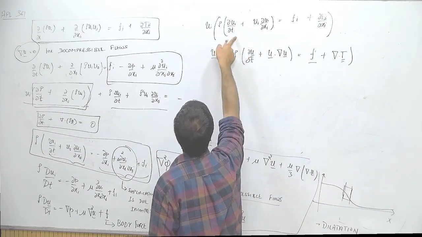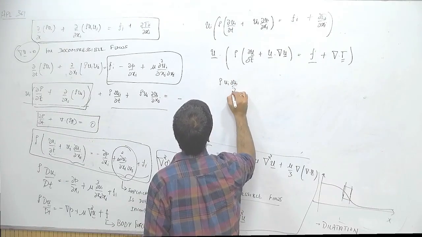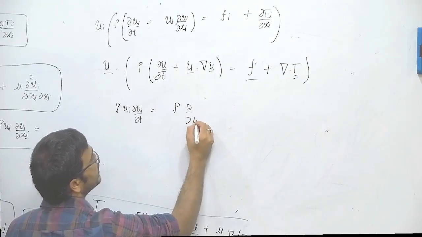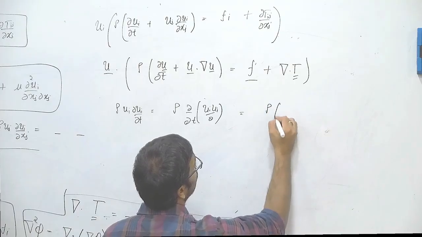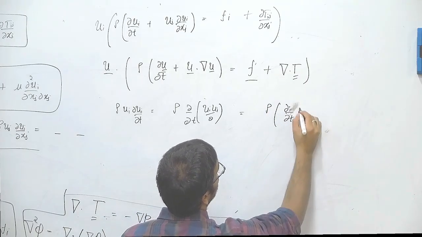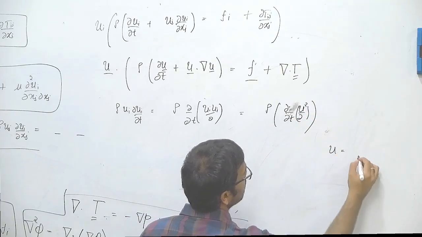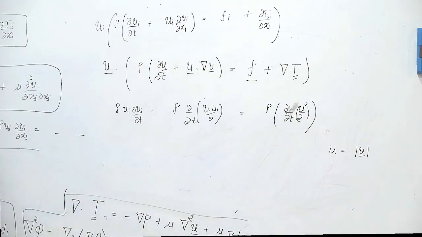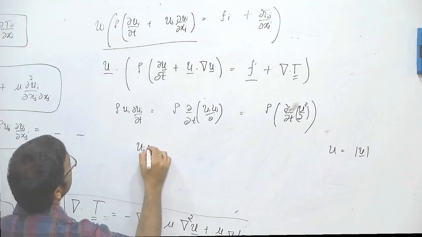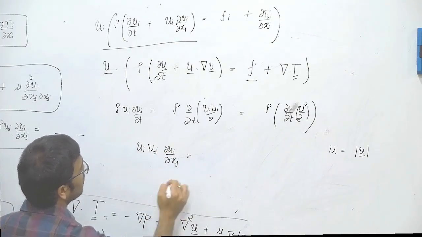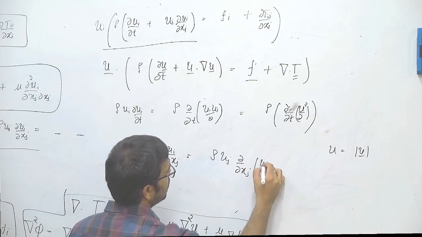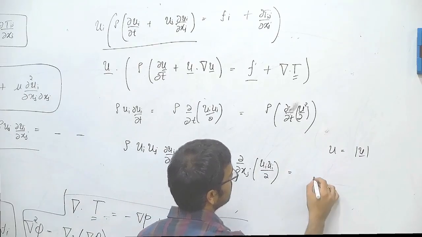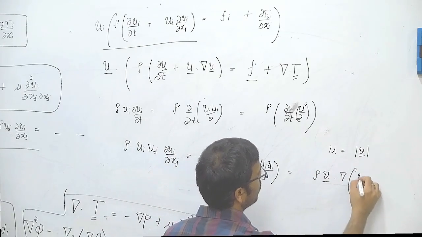So, let us consider this dot product. Look at this. What does this expression give you? This is rho ui del ui by del t, which you can write as rho del by del t of ui ui by 2, which I am going to write as rho del by del t of u square by 2. Okay. So, u is basically the magnitude of the velocity vector. Okay, u is the speed. Look at this term. This is rho uj ui del ui by del xj. I can write this as rho uj del by del xj of again ui ui by 2, which is rho u dot grad of u square by 2.